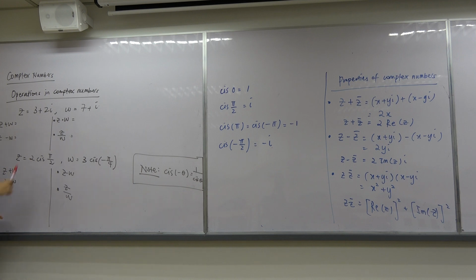Easy, you just add accordingly. The real part with the real part, the imaginary with the imaginary part, and hence for z plus w, it is simply 10 plus 3i. How then do you subtract? Again, it is the real part with the real part that you work with, and the imaginary part with the imaginary part. Hence, it is negative 4 plus i.